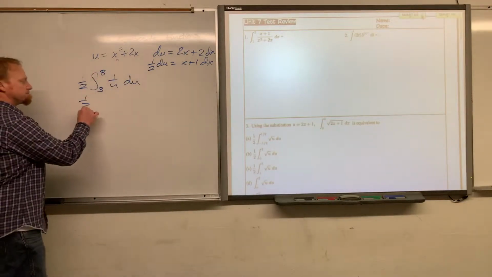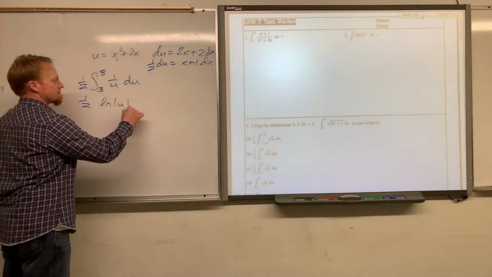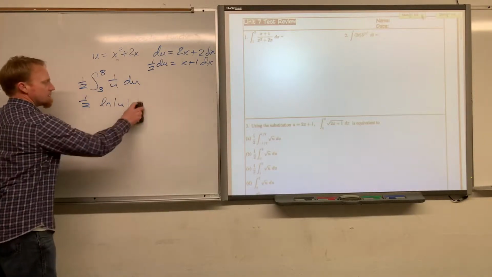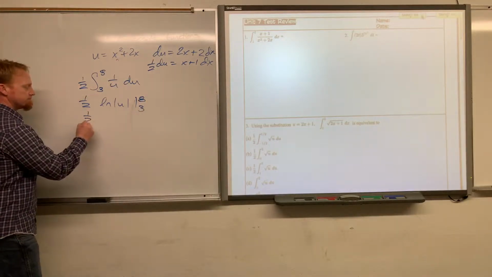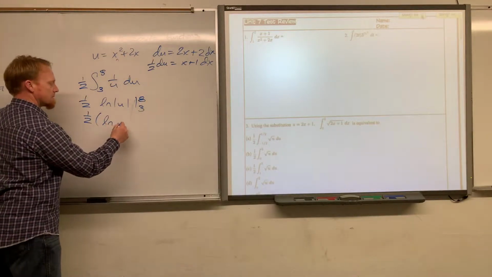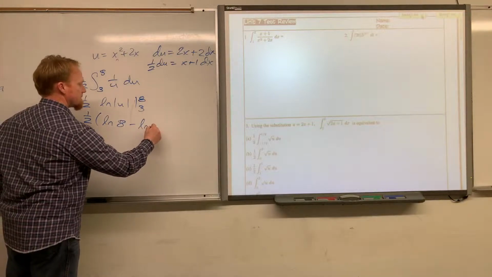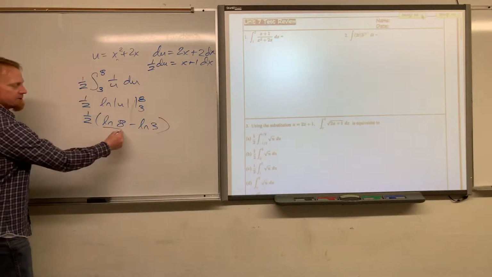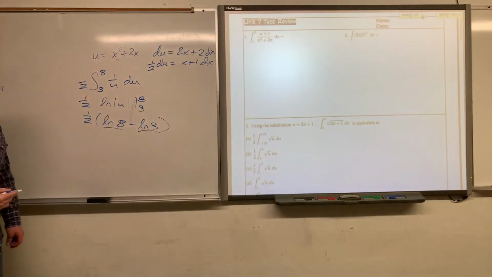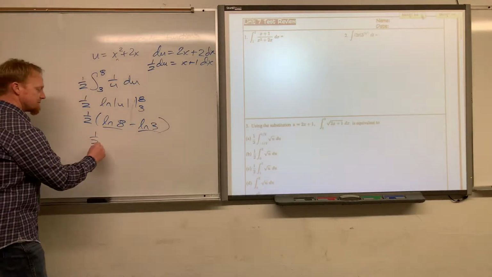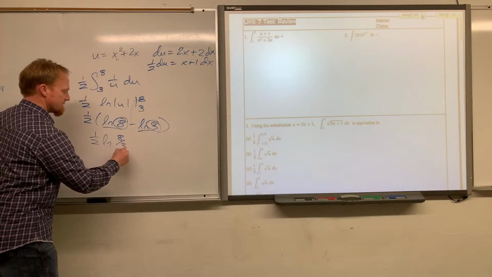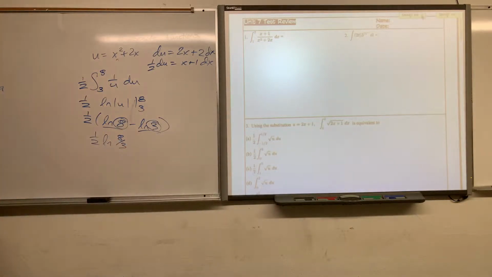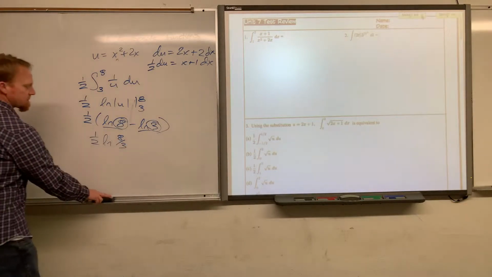Integrate. And plug in. Okay, and we know that if we have a natural log minus a natural log, we can combine those into one natural log by dividing. So that would be 8/3. So that's the answer I'm looking for on number 1.